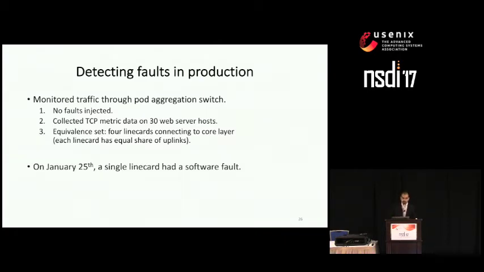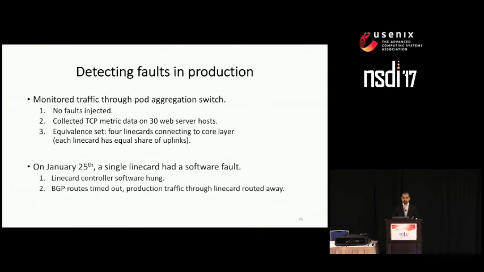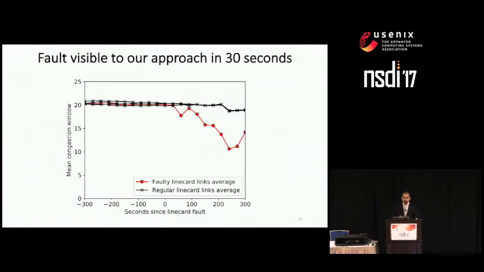Now, on the 25th of January, a single line card had a software fault. Specifically, the line card software controls BGP routing between it and the peers in the core layer. And this hung, so as a result, the BGP routes timed out. The bulk of the production traffic through that particular line card was routed away. A few minutes later, a production monitoring system at Facebook notices that the line cards aren't responding to pings and flags it as being faulty. Now, this fault was visible to our approach about 30 seconds after the incidence of the software hang.